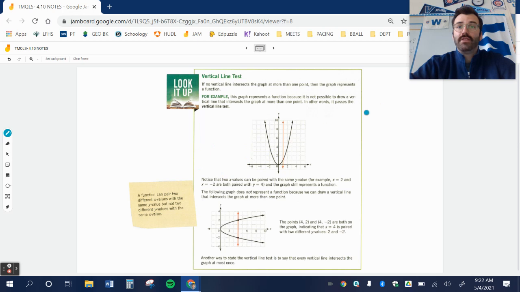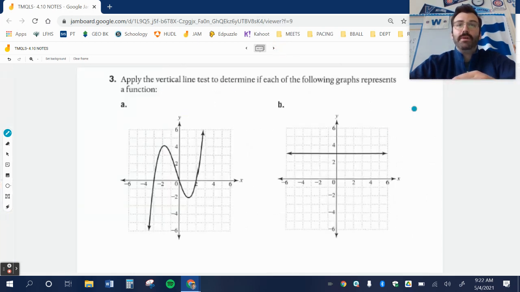So if you look here, this first one, if the red line represents my pencil, and if I move that red line around our graph, the graph would only hit the line once. So this would be a yes. The second option here, you can see that the graph hits my red line twice, so this would not be a function. Okay. So apply the vertical line test.